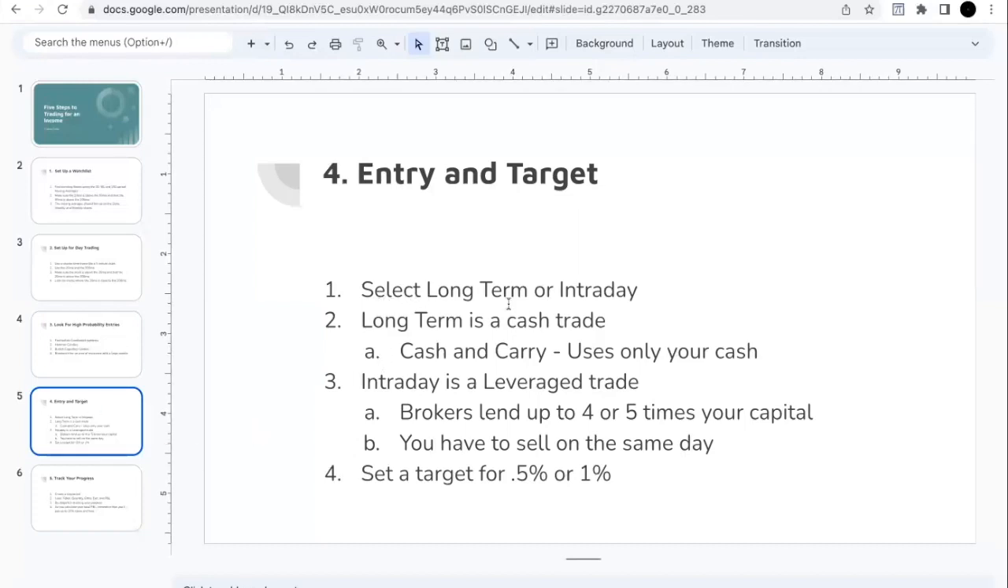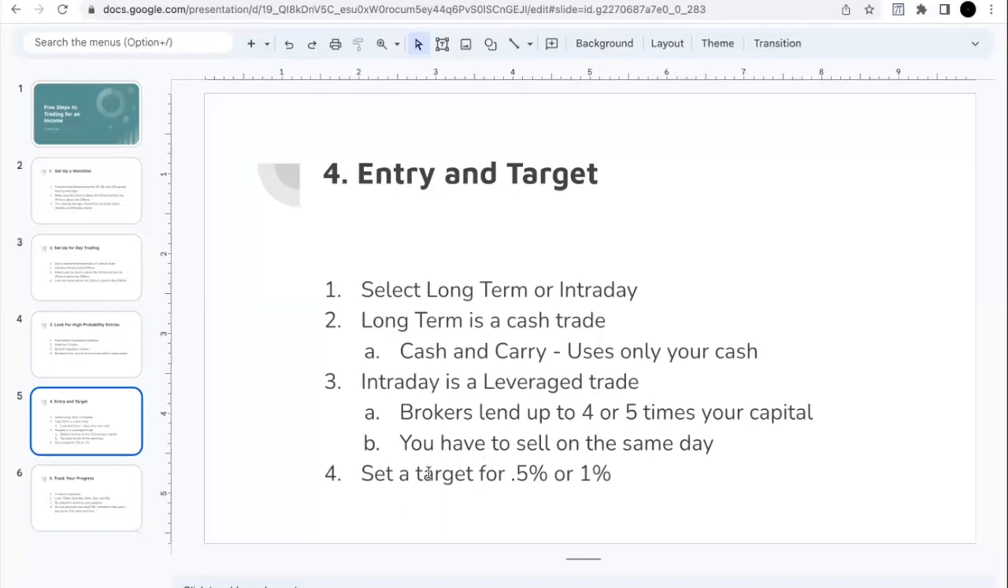So here's the entry and target. I'm selecting the long term. But you can select the intraday, but then the risk is even much greater. I'm giving you an explanation of what these two mean. The long term means it's just using your cash and you're not borrowing. Intraday means you are leveraging. That means you are borrowing from the broker, which means that if you make a profit, you can make much more profits, but if you make a loss, your loss is even greater.